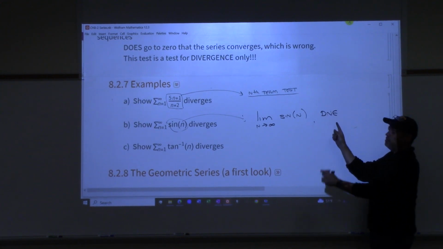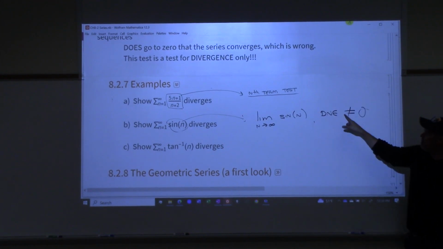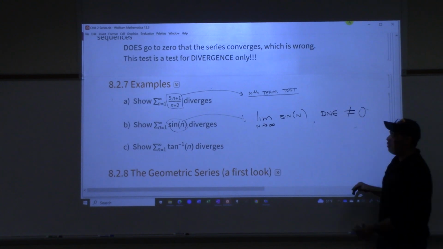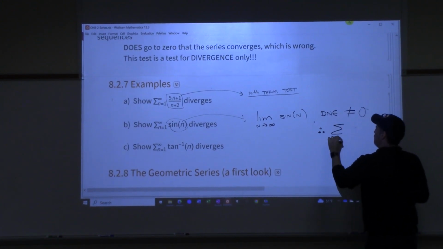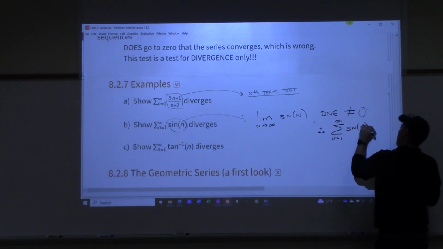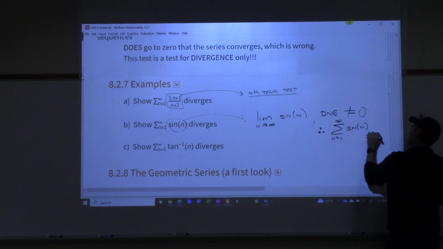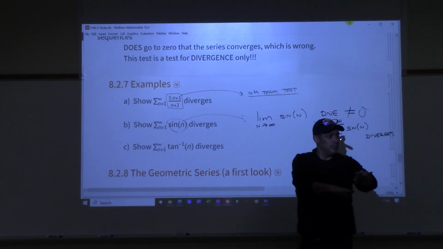Does this not equal 0? That does not equal 0. Does not exist does not equal 0. So since that does not equal 0, we can say, therefore, the series diverges. Is everybody okay? Yes?